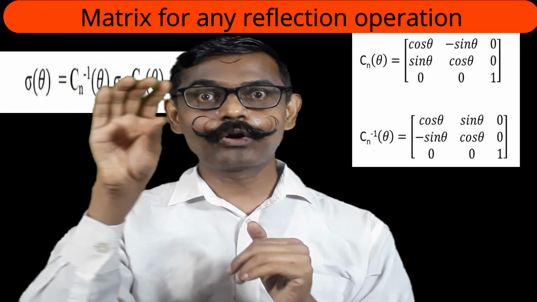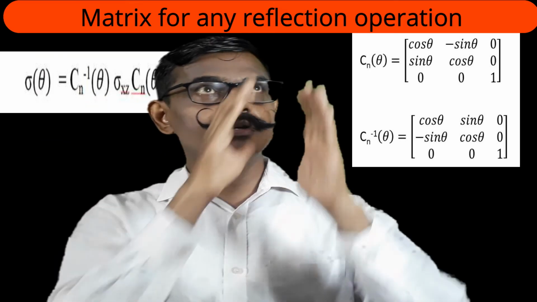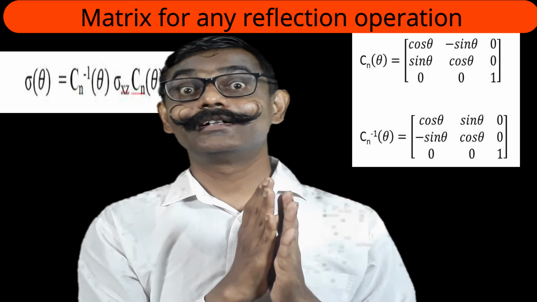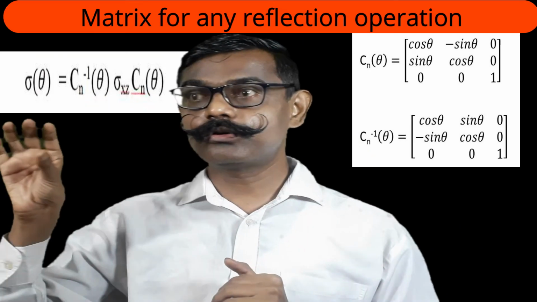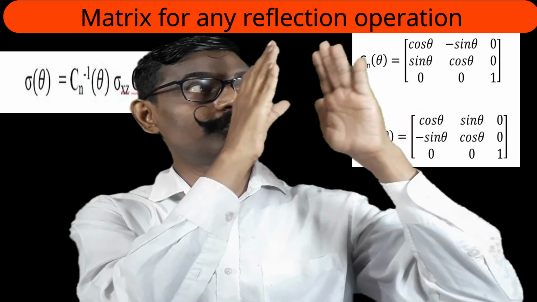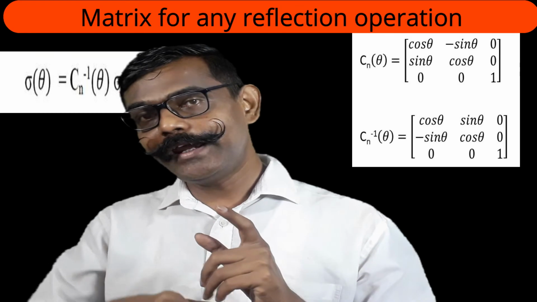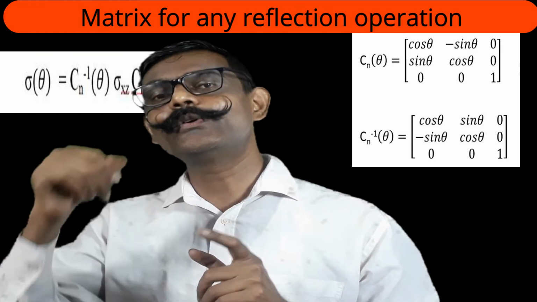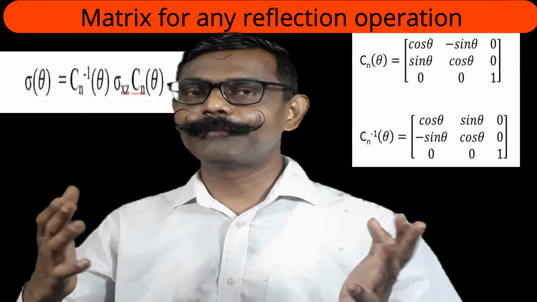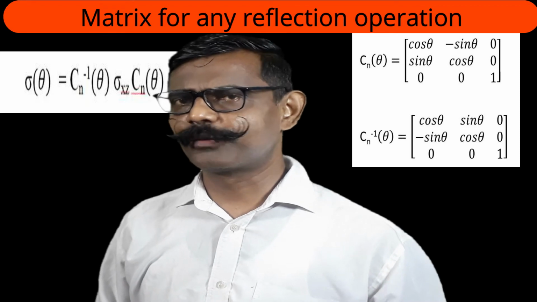What was the second row? Sin theta cos theta 0. Now sin theta cos theta 0 will become the second column. What was the third row? 0 0 1. So in the column now 0 0 1. That is our inverse matrix. Inverse into A, meaning the inverse rotation matrix into sigma xz into the rotation matrix, will give us the matrix for the general plane.